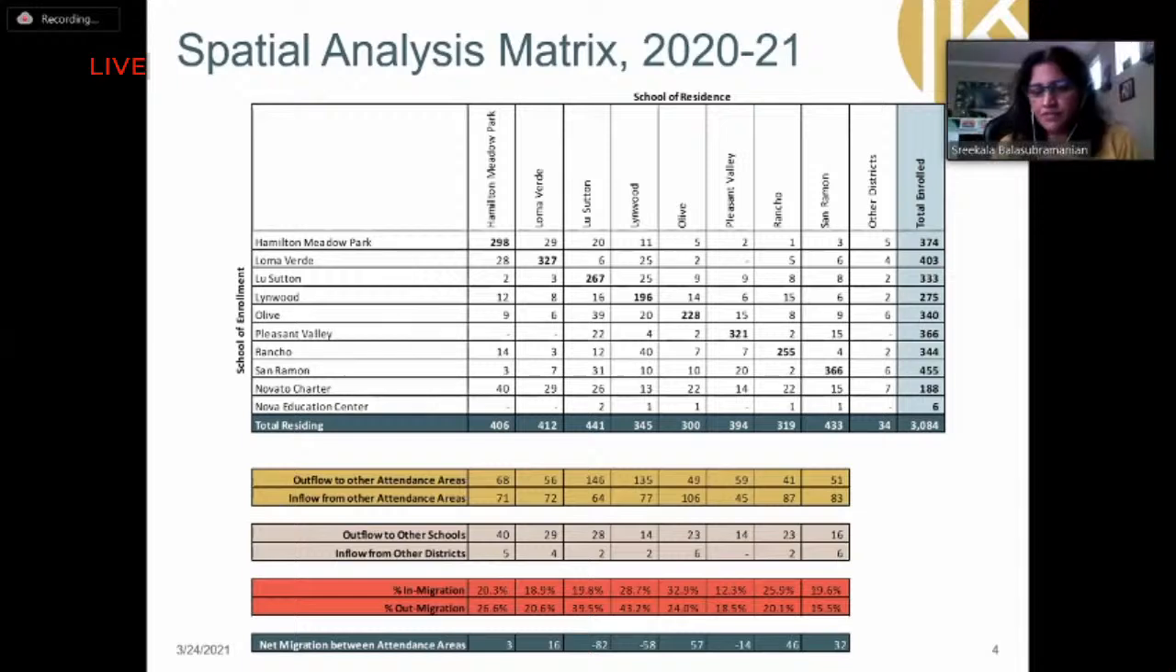And just to be clear, there's no way that data can be collated? I don't believe we track that data. Okay. Yeah. Thank you. Sylvia?